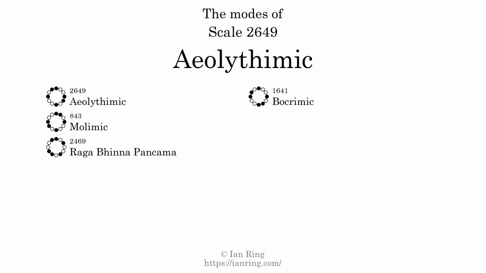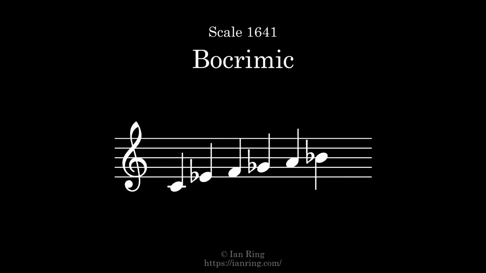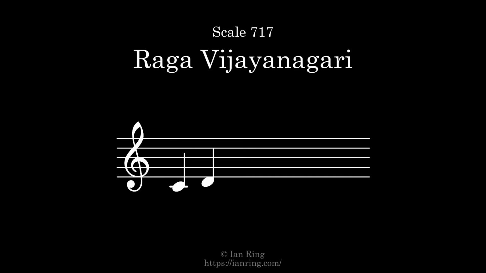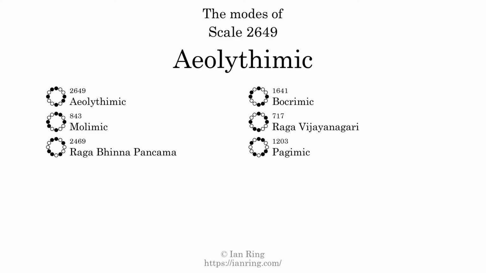The fourth mode is scale 1641, also known as bakrimic. It sounds like this. The fifth mode is scale 717, also known as raga vijayanagari. It sounds like this. The sixth and last mode is scale 1203. Also known as pajimic. It sounds like this.